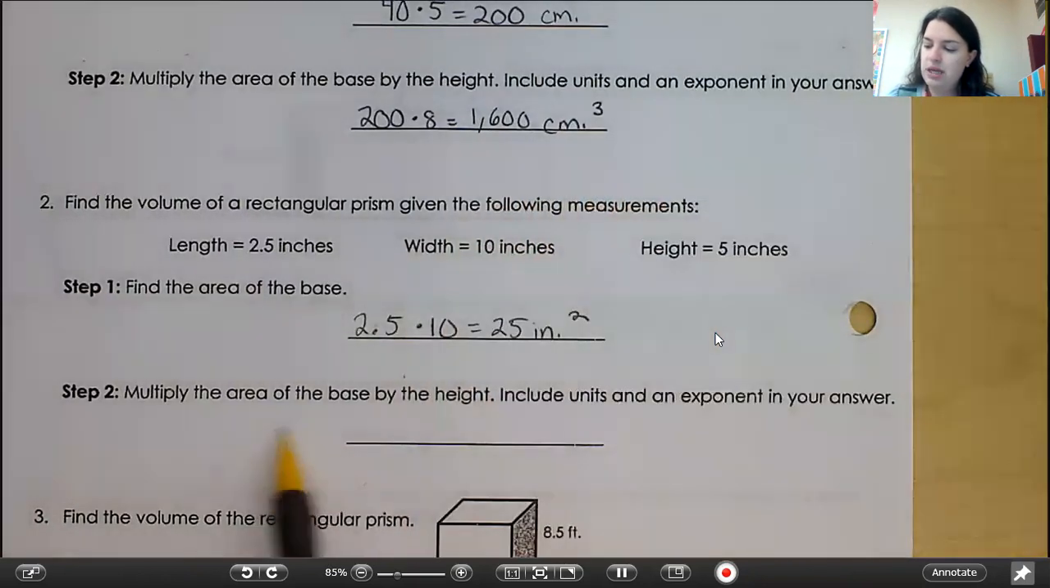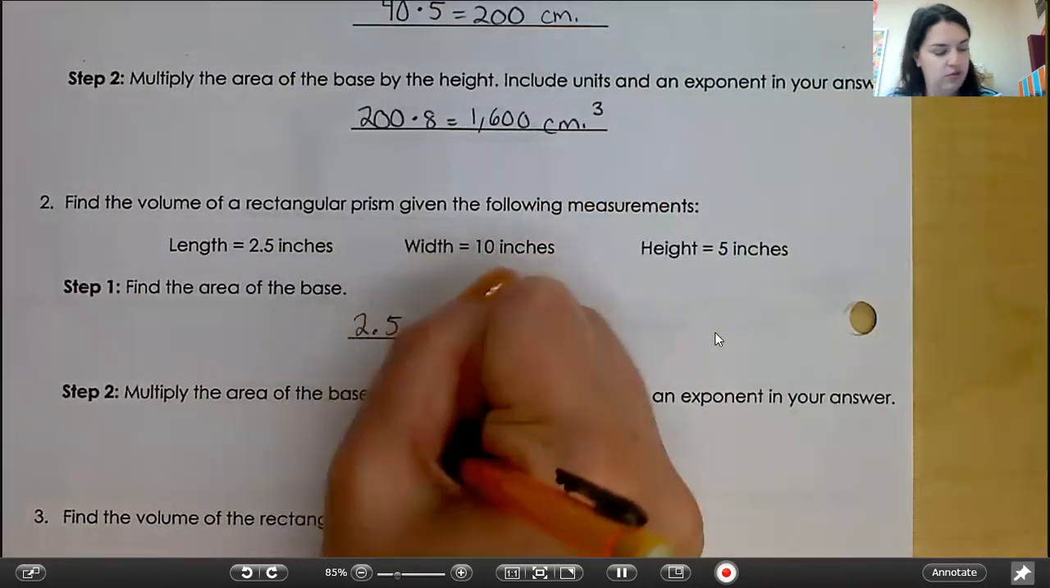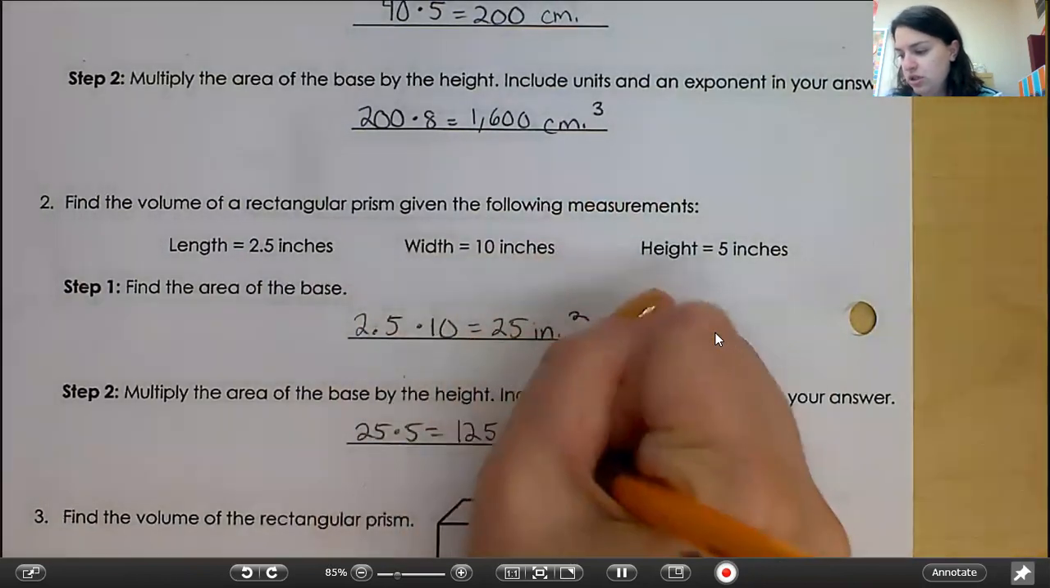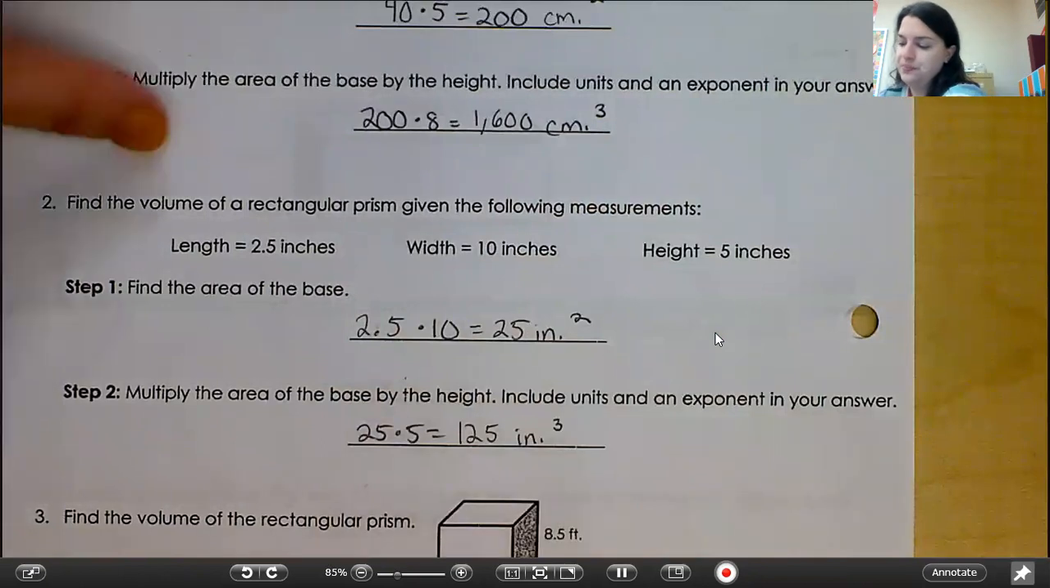Now we need to multiply the area of the base by the height. Hopefully you did that. So 25 times 5 is 125 inches cubed. Again, we're going to volume now, so that is cubed.